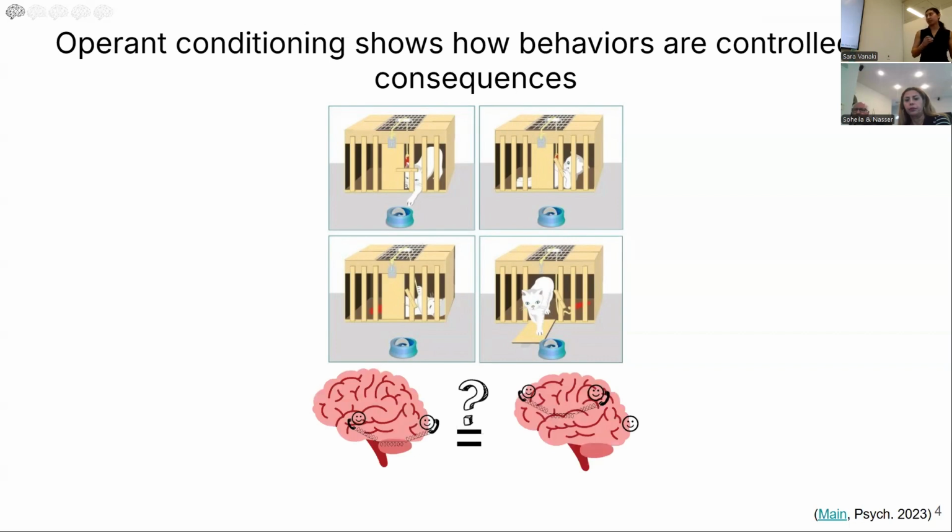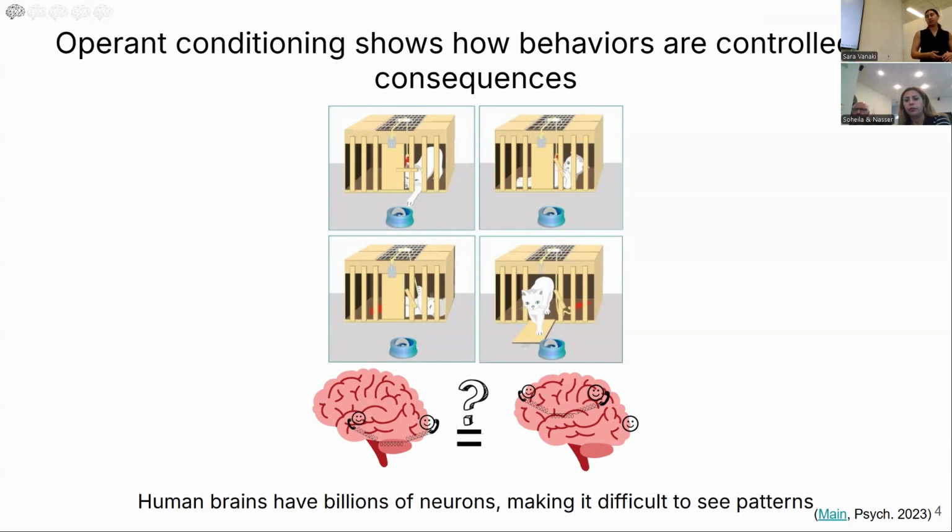And we want to see in the brain, the neurons indicated by the circles here, are they acting differently or the same between short-term and long-term memory of this operant conditioning paradigm? However, the human brain has billions of neurons, which makes it difficult to see the patterns. So we need to look at a small brain model, and for that we can use Aplysia.